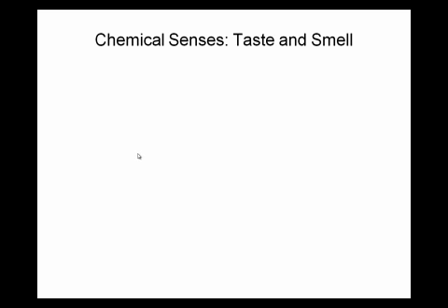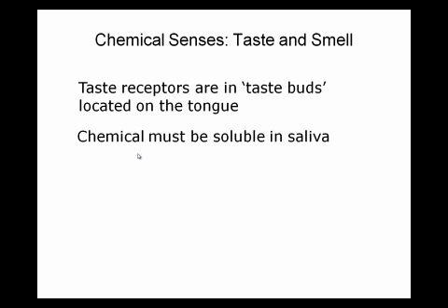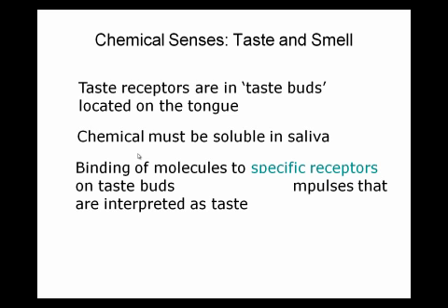Specific chemicals are detected. In the case of taste, these chemoreceptors are located in taste buds that are located on the tongue. So a chemical must be present, it must be soluble in saliva, and then it can bind to specific receptors, and this initiates nerve impulses which are interpreted by the central nervous system as taste.